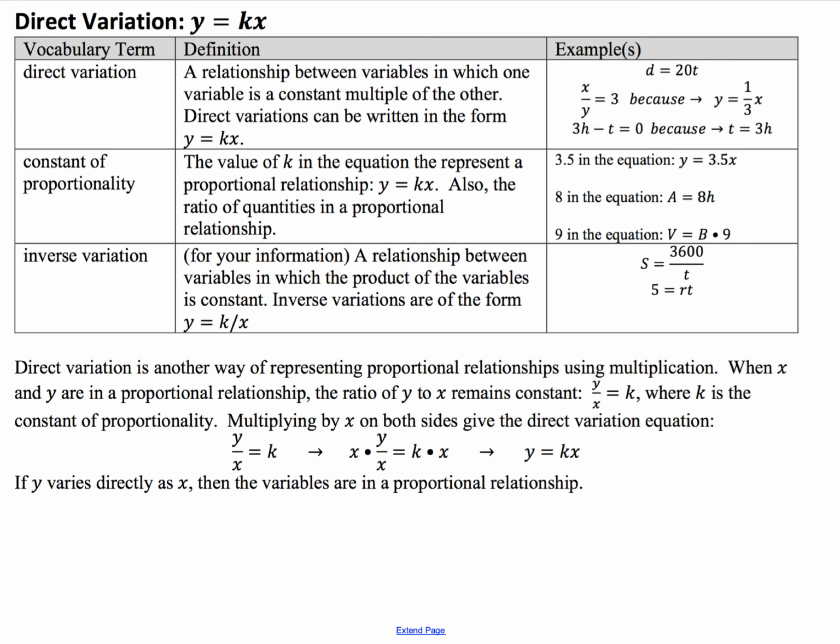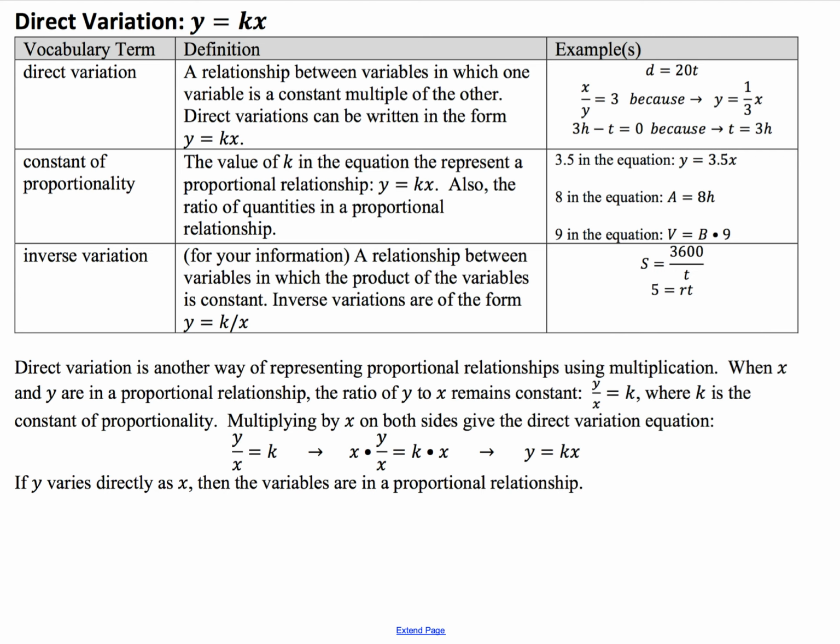An inverse variation, now this is just for your information, is a relationship between variables in which the product of the variables is constant. Inverse variations are of the form y equals k over x. For example, s equals 3600 divided by t. That's actually your speed in miles per hour given the time in seconds that it takes you to go a mile. That is an inverse relationship. d equals RT is another example. No matter what, R times T equals 5.